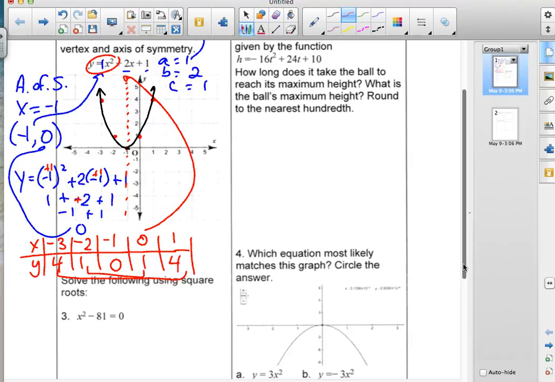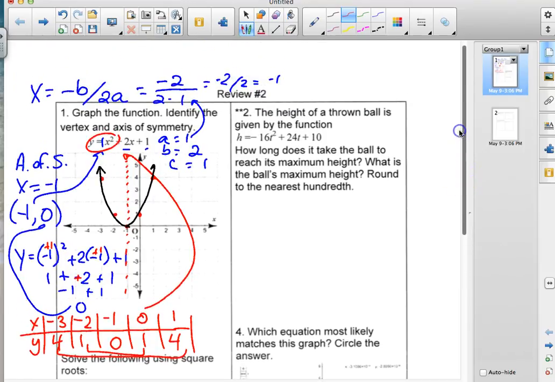All right, second question. Since the height of a thrown ball is given by this function, how long does it take the ball to reach its maximum height, and what is the ball's maximum height? These questions right here basically just say find the vertex.